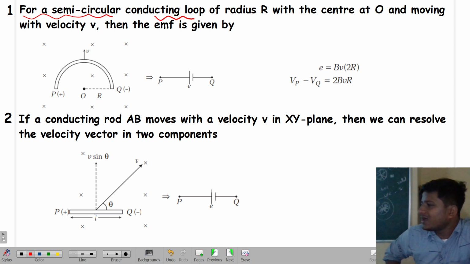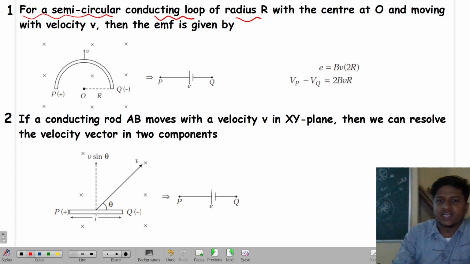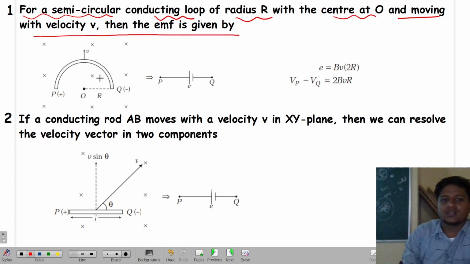Very simple. In a conducting loop, what is present? Free electrons are present. In a non-conducting loop, fewer free electrons are present. More force will be required, which will not be able to provide. Did you get it or not? So which loop? Conducting loop. Got it or not? So you have a conducting loop of radius r with center at O and moving with velocity v. Then the EMF is given by.